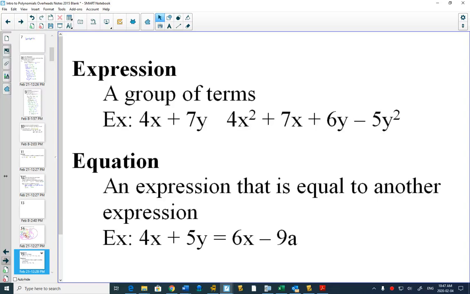An expression doesn't have an equal sign. An equation does. So that's the difference. An equation has an equal sign. An expression does not.